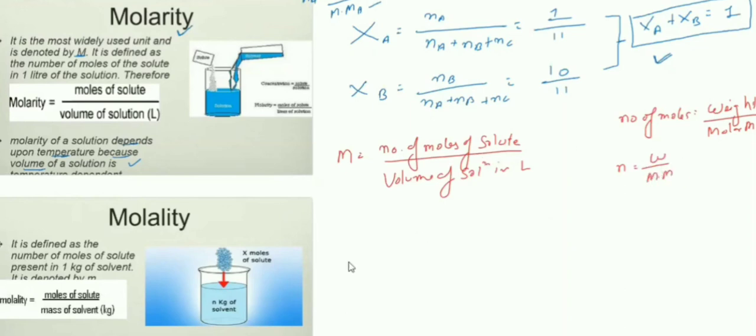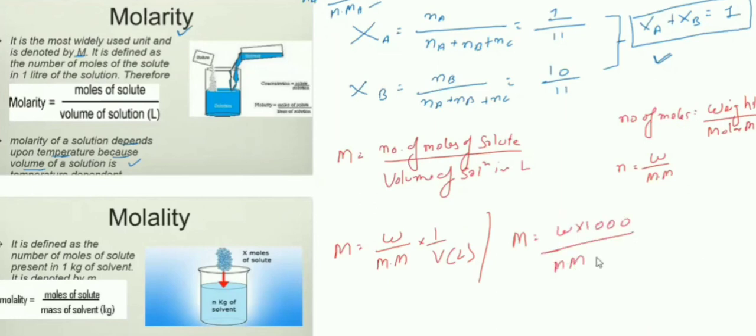So we can use this unit where M, I have replaced the number of moles with weight into molecular mass, into 1 upon V, volume, but this volume should be in liters. Suppose the volume is in ml, the same equation can be written as molarity is equal to weight into 1000 divided by molar mass into volume in ml. So this equation is useful for us to calculate molarity of a solution.